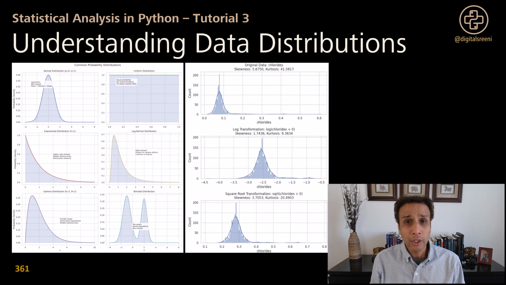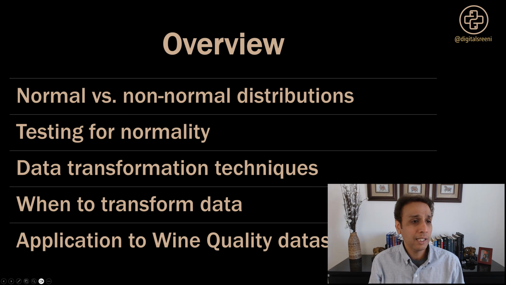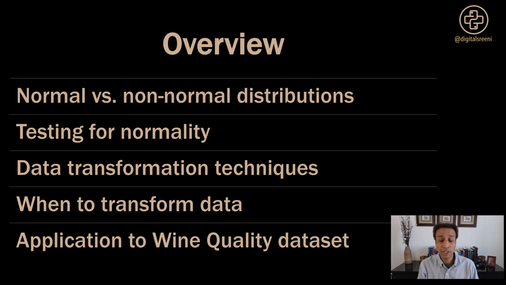Okay, so what are we going to do in this tutorial? Well, let me proceed to the next slide. We are going to learn about normal versus non-normal distributions and how to test for normality, because normal distribution is a prerequisite for certain statistical tests. So it is important to know how to test for normality. And if the data is not normal, what type of data transformation techniques are available, and also learn about when to transform data. All of this we're going to apply on a wine quality data set.